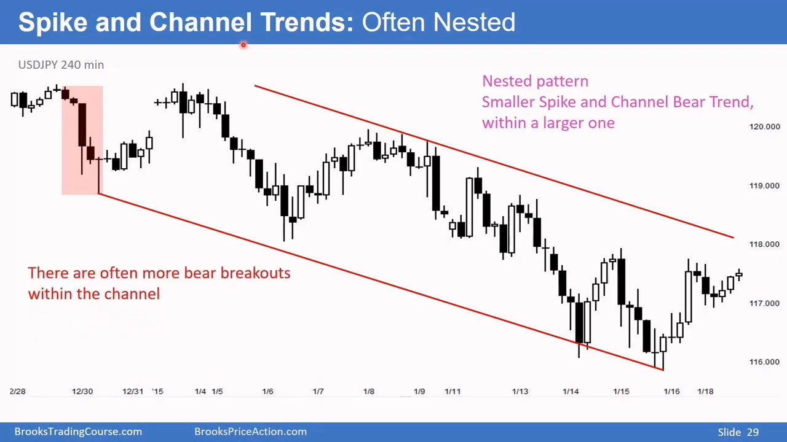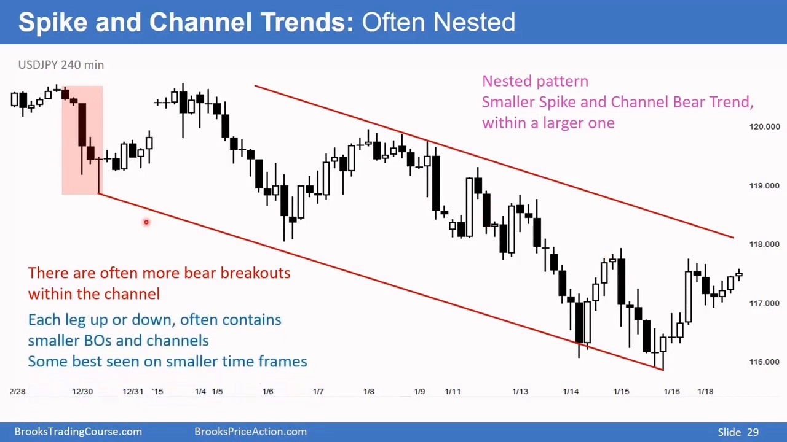Bear trend, there are a lot of breakouts along the way. There's another bear breakout here, and then here, and then here. Each leg, up or down, often contains smaller breakouts, and some of the best trends are seen on the smaller time frame charts. To me, this is a nested spike and channel trend. We got a spike here and then a channel. You can say this is a breakout on a higher time frame chart, so it's also a spike, pullback, and then channel.